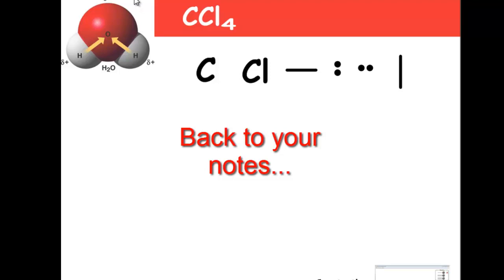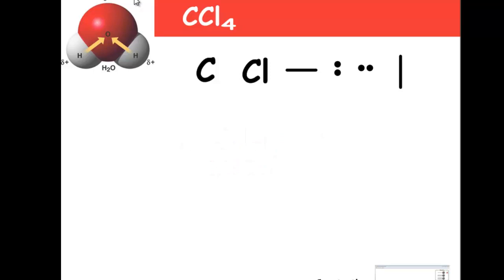So now we just did CF4. Now that wasn't in your notes, but why don't you give CCl4 a shot? Why don't you pause it now and go through the same steps that we just did with the CF4 and try it for this model.